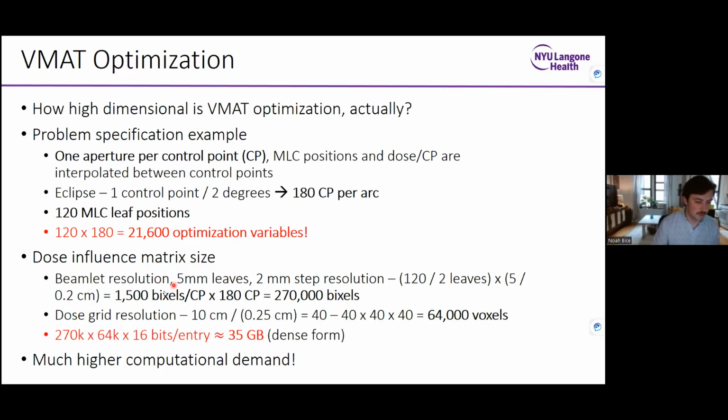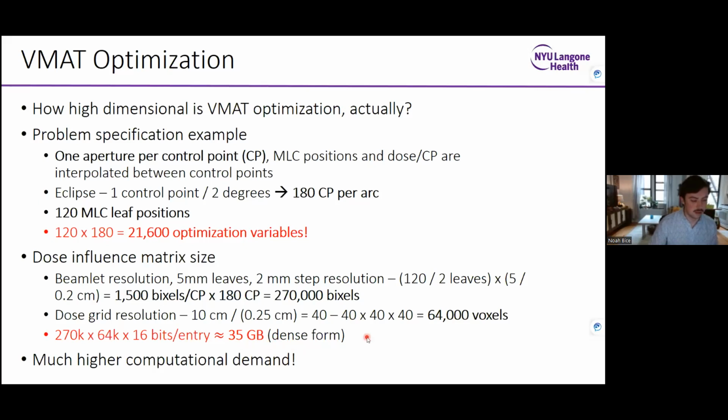storing information for, depending on your beamlet resolution, which I've given an example here. A reasonable amount would be like 1,500 pixels per control point, or 270,000 potential pixels, with a dose grid resolution of say a 10 cm by 10 cm by 10 cm cube at 2.5 millimeter resolution, so a 40 by 40 by 40 grid, so 64,000 voxels. So we're potentially talking about a roughly 35 gigabyte dose influence matrix in dense form, which is enormous.